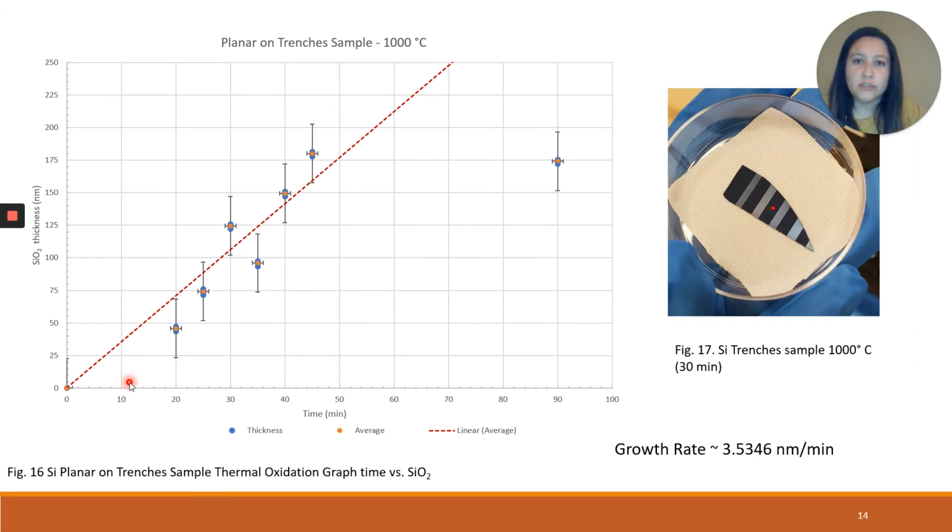I measured the top part of the trenches to get these measurements. I also ran measurements on the planar parts of the trench samples, so where this red dot is, just that area. This was to see if the silicon dioxide layer was growing uniformly on the full surface of this trench sample. And as you can see from the values, the growth rate is very similar to the trenches and planar sample. Again, the growth rate is 3.5 nanometers per minute on this graph specifically.